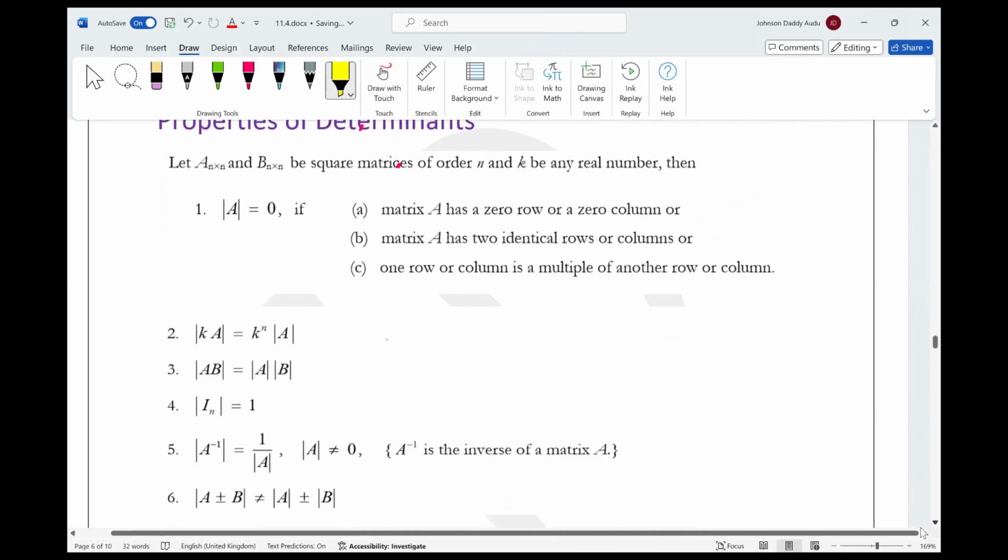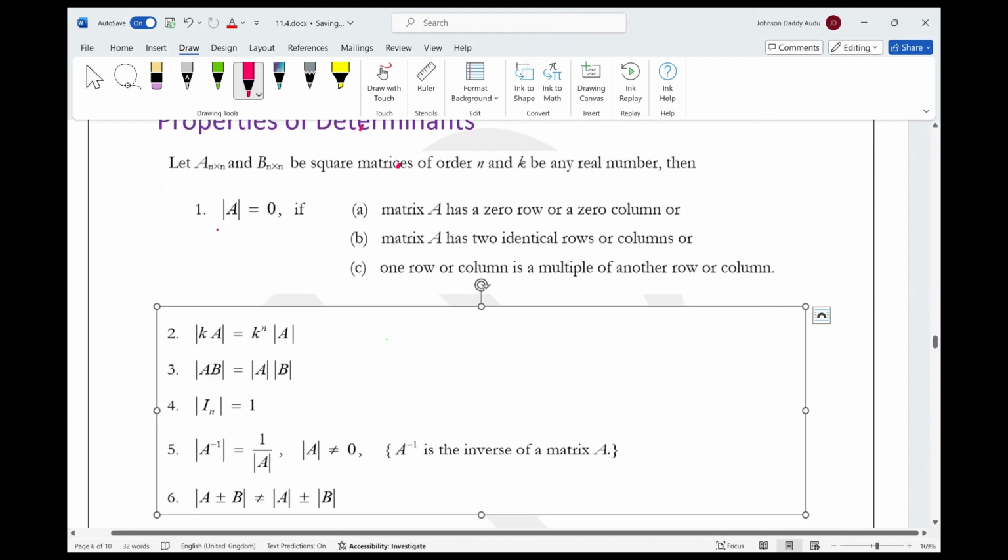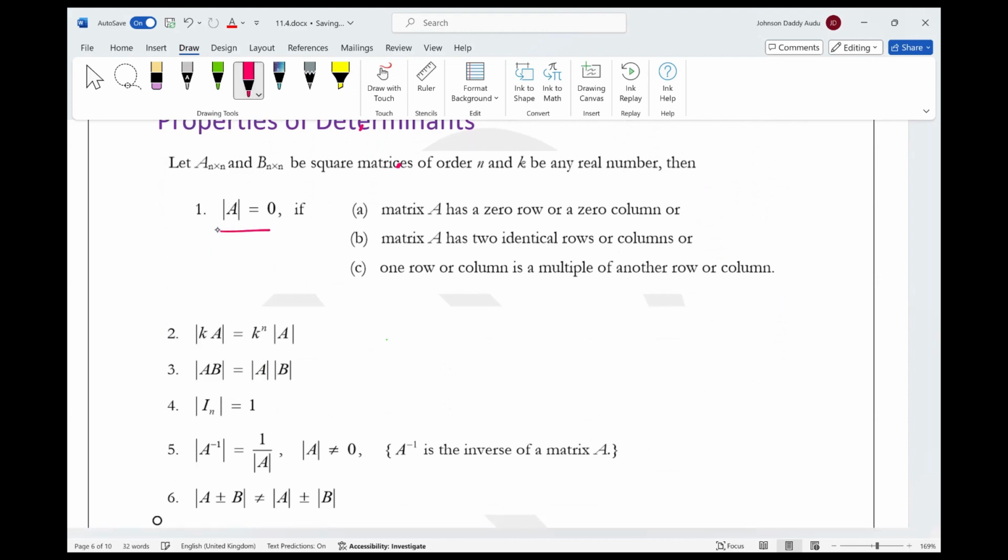So, properties of determinants. This is the first one. It says the determinant of a matrix is 0 if you have these three conditions. A: if the matrix has a 0 row or a 0 column, if any row or column of a matrix happens to be 0, it means that the determinant of that matrix is 0.